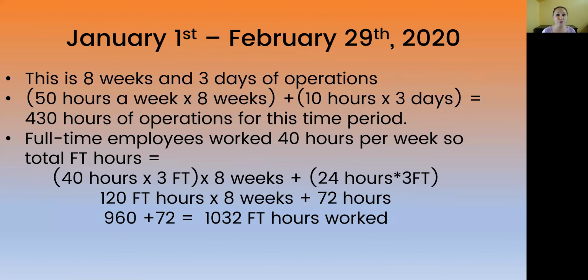Now for February 1st through February 29th of 2020, the math is a little bit different. That is an 8-week and 3-day period of time in terms of operations for this example company. So what we have is 430 hours of operations for this time period. Full-time employees work 40 hours per week. So in total, they work 1,032 full-time hours during that period of time.